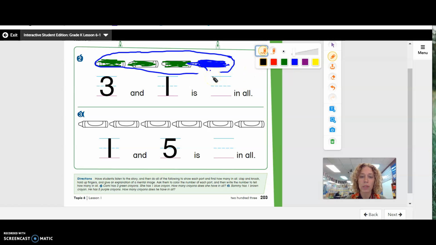Okay, little line, big line down. And when I read this, it says 3 and 1 is 4 in all. Good job. All right, let's take a look at number 3.